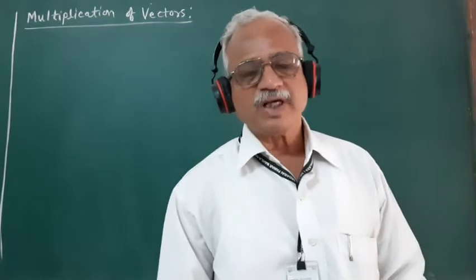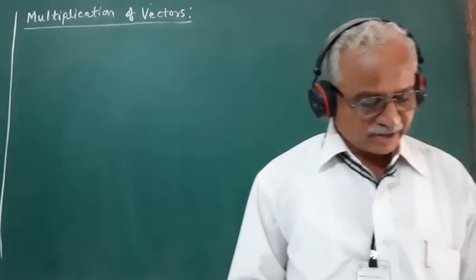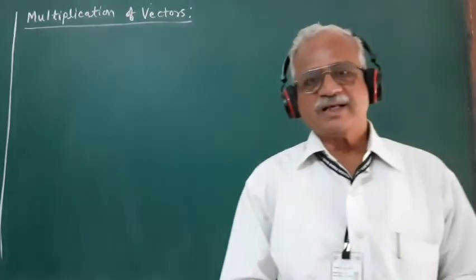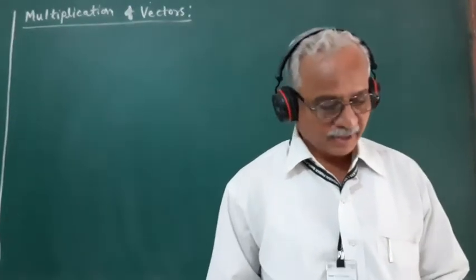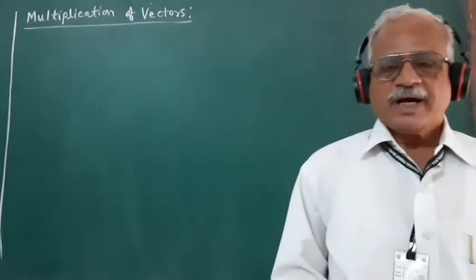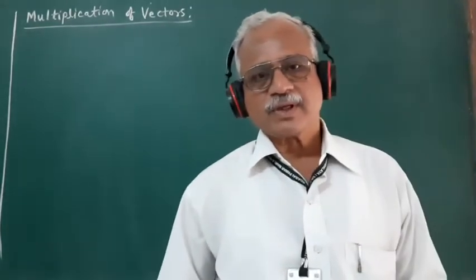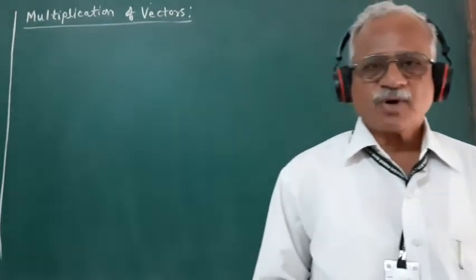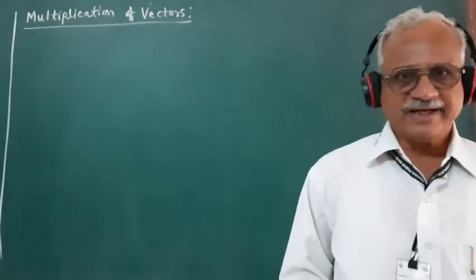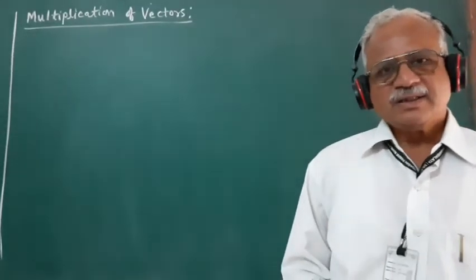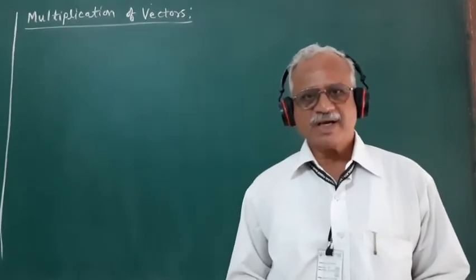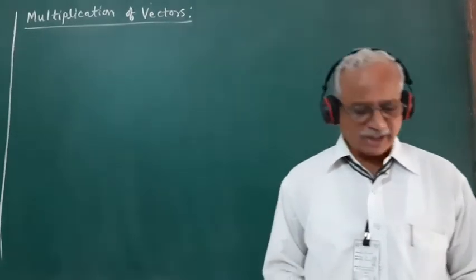Whenever we multiply a given vector by a certain scalar, the multiplication by a scalar is very simple. The resulting vector has the magnitude equal to the product of the magnitude of the given vector and the given scalar. And the direction of the resultant vector is found to be same as the direction of the given vector.